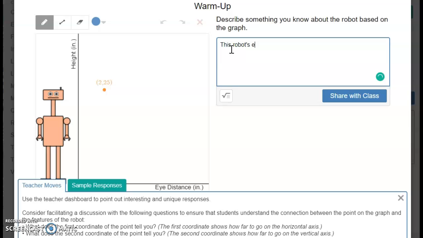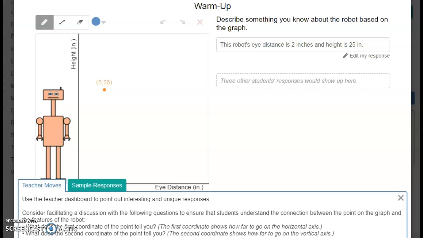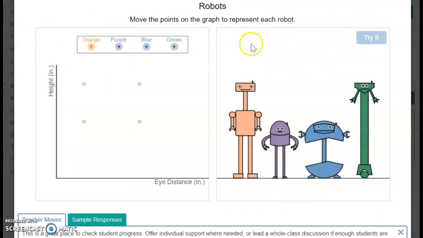eye distance is 2 inches and height is 25 inches. And that could be my answer. All right, let's go on to the next one.